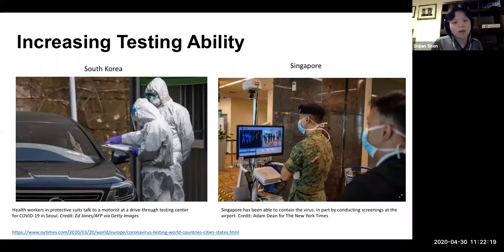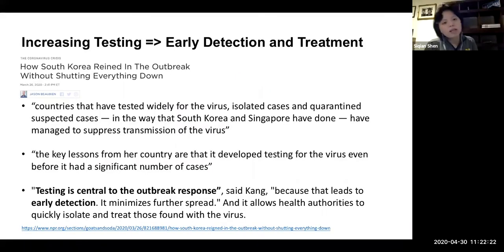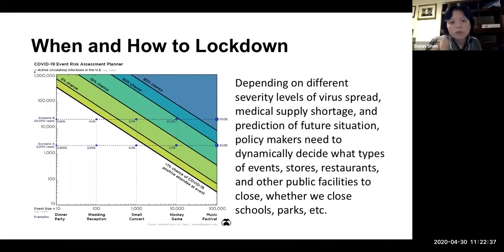So I'm citing some literature confirming that testing is central to the disease outbreak response, and it will help you detect early and minimize further spread. So I cannot emphasize enough how important testing is. I would like to move on to another problem now, but there are actually a lot of models related to testing that I could not cover in my slides, but you're welcome to examine my online document and give me some comments.